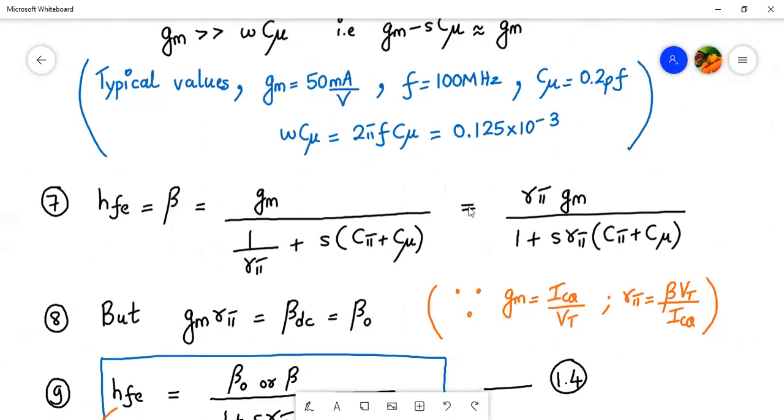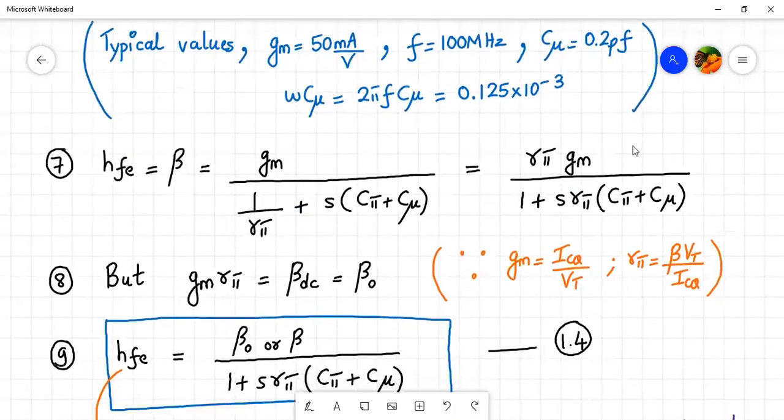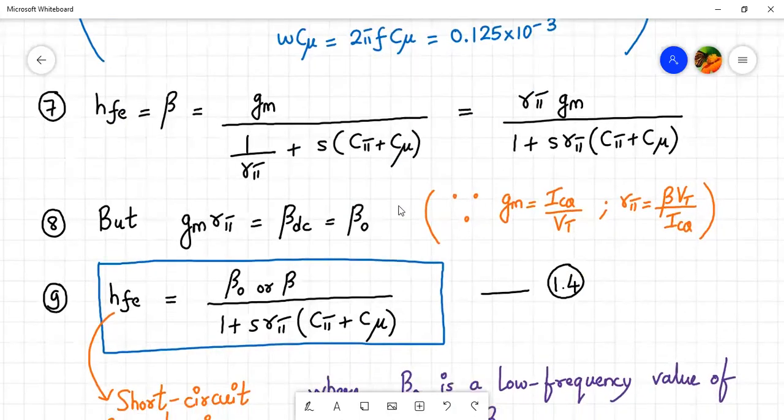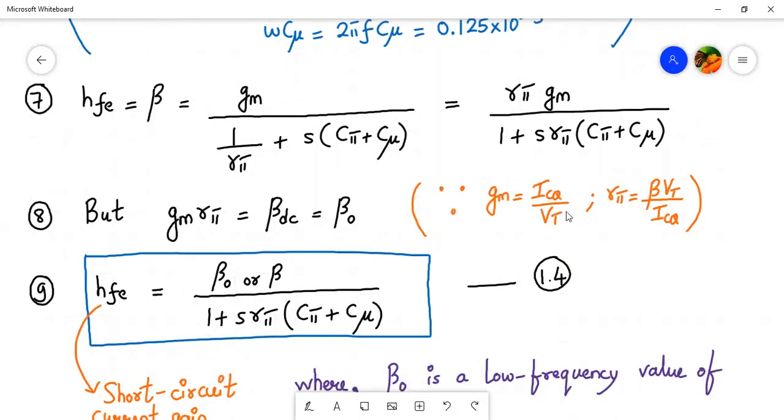We'll take rπ up, we'll divide the numerator and denominator by rπ. So we will get hfe equal to beta equal to rπ into gm divided by 1 plus s rπ into (Cπ plus Cμ). Right. And now we know that gm is given by Ic upon VT and rπ is given by beta VT upon Icq. So if you multiply both, Icq and VT will get cancelled and you'll get beta. So the product of gm into rπ is nothing but beta. That we call beta DC or beta zero.